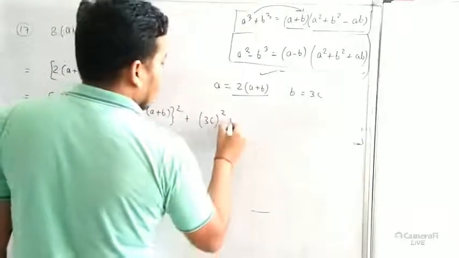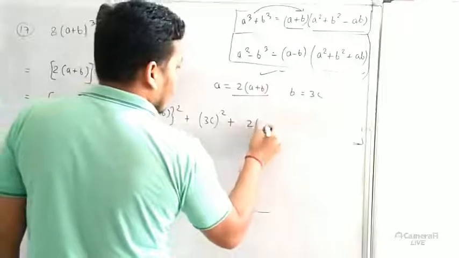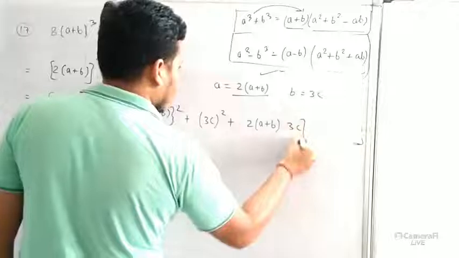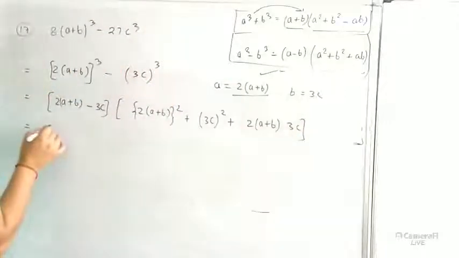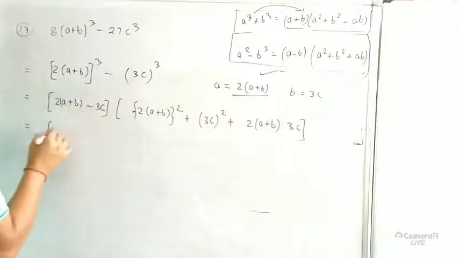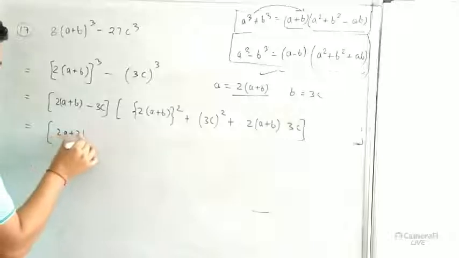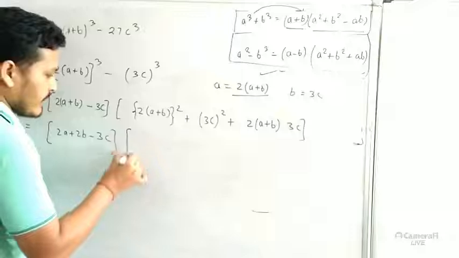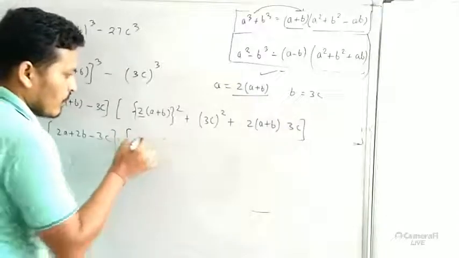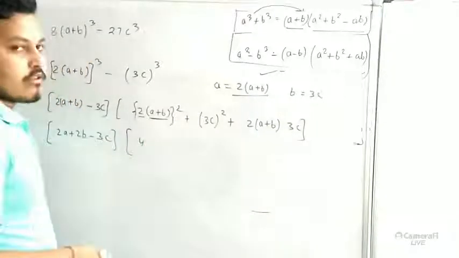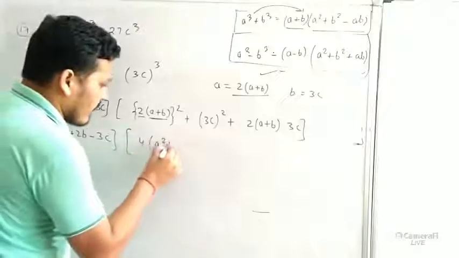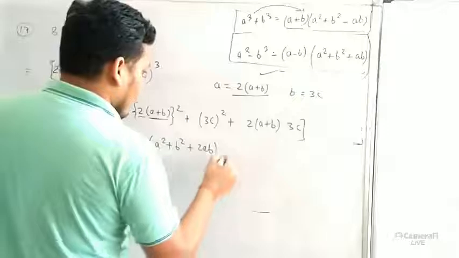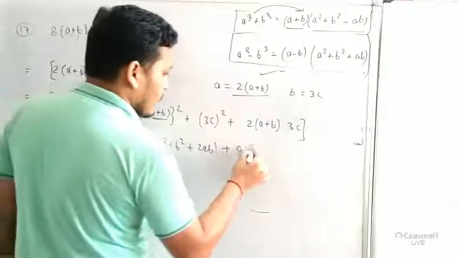Then plus ab. So a is 2(a plus b) into b. What is the b? B is 3c. So expand it, we can calculate our answer. 2 into (a plus b) minus 3c, how much will it be? 2a plus 2b minus 3c. Next when we expand it, 2 to the 4 and this is (a plus b) whole square. (a plus b) whole square is a square plus b square plus 2ab, bracket close. Now plus 3 times 3, 9c square.